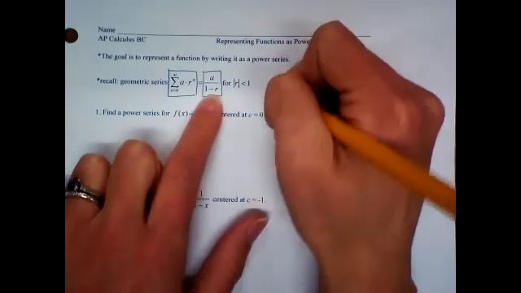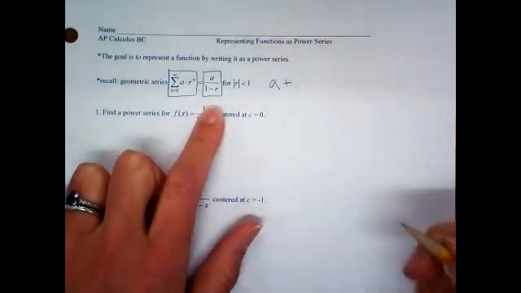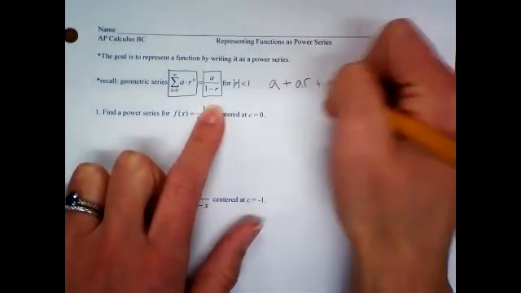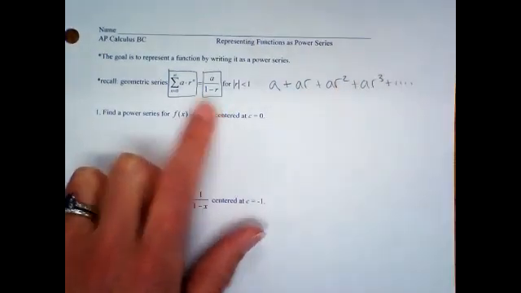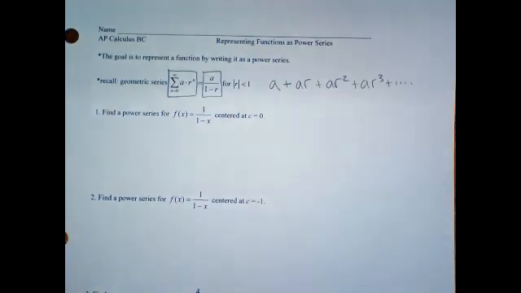And when you write it out, it would be a plus a times r plus a times r squared plus a times r cubed. You just keep multiplying by r forever and ever and ever. Do you remember the example we did of the bouncing ball, and it bounces to 3/4 of its height each time? You just keep multiplying by 3/4. That was a geometric series.